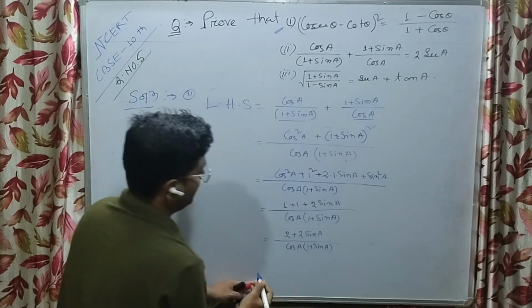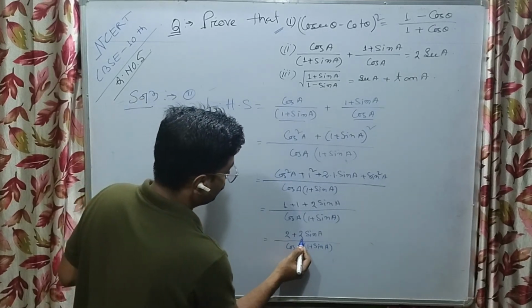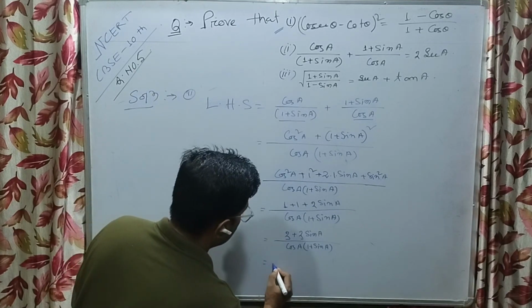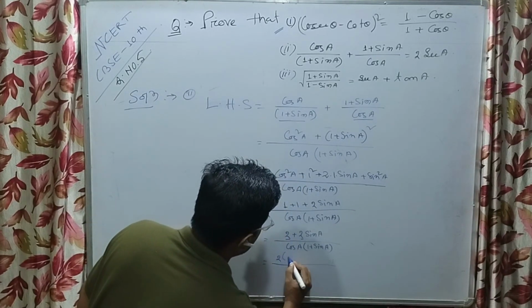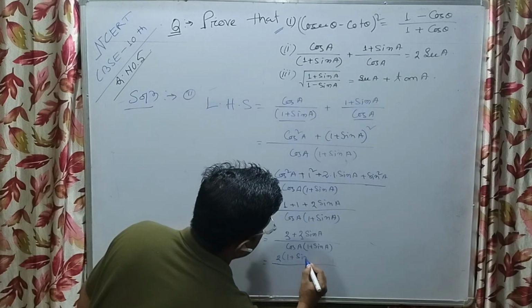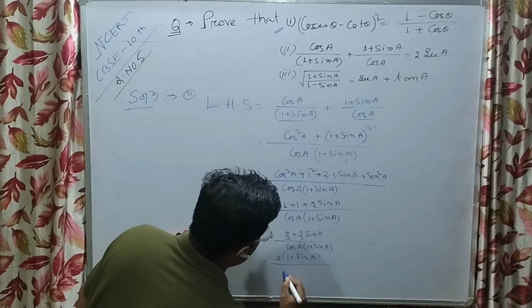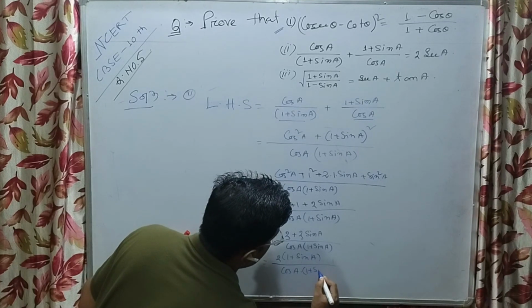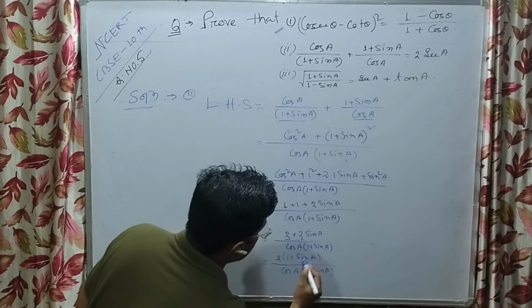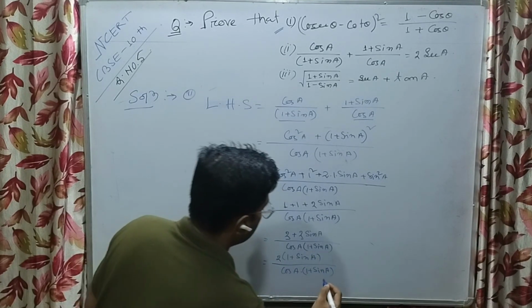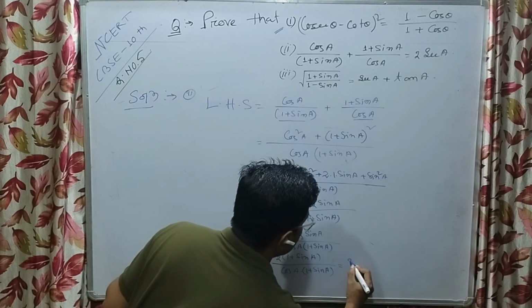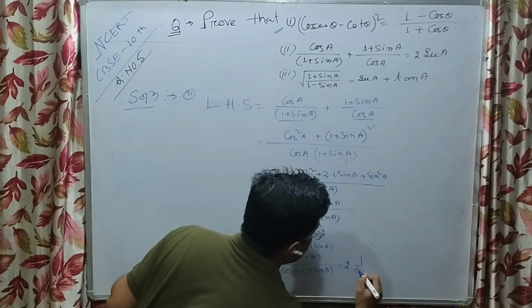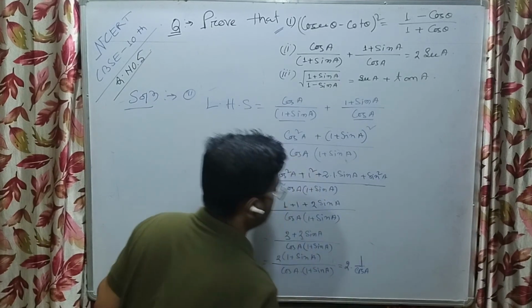Now I will take 2 common from this, twice sin A and 2. 2 into 1 plus sin A by cos A into 1 plus sin A. 1 plus sin A, 1 plus sin A will be eliminated. And 2 by cos A can be written as 2 into 1 by cos A.